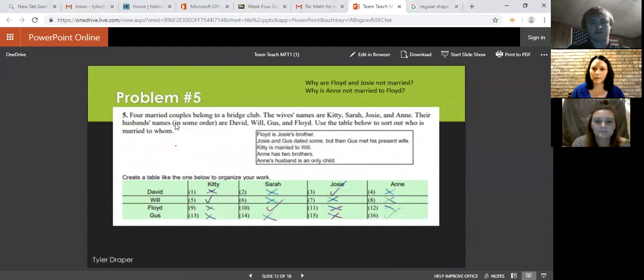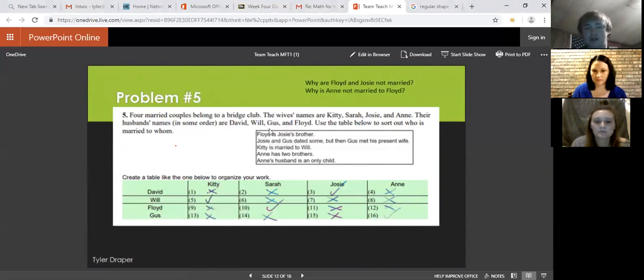Tyler, why are Floyd and Josie not married? And also, why is Anne not married to Floyd? Okay, so in this problem, we would make a graph, and we know that if someone is married to one person, then they're not married to another. And we follow through with the steps to determine this.